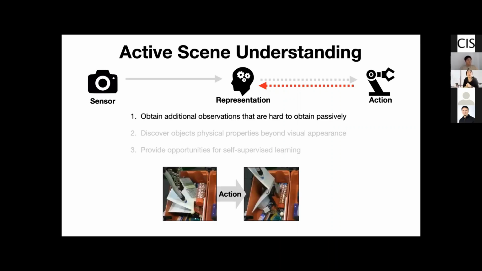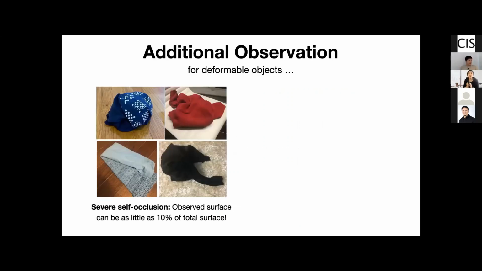So first, and also the most obvious advantage of active scene understanding, is that by using active interactions, the agent now has the opportunity to obtain some additional observations about the environment that are otherwise hard to obtain passively. One good example of how we can leverage this advantage is when we deal with deformable objects like cloth. Due to their deformation and scene geometry structure, cloths often experience the most extreme cases of self-occlusion, especially when they are folded or crumpled together, which can make the perception task extremely difficult.